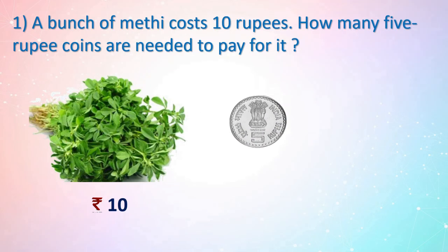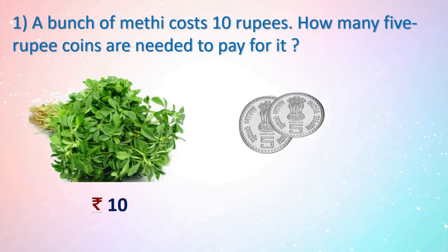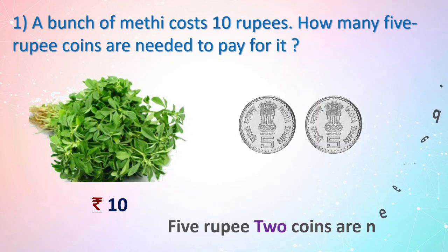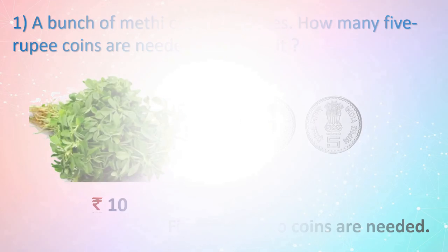Very good. One coin, 2 coins. Means 5 rupees, 2 coins are needed to pay for it. Right? Got the children? Same thing is written in sentence. Correct? Okay. One more sum is there.